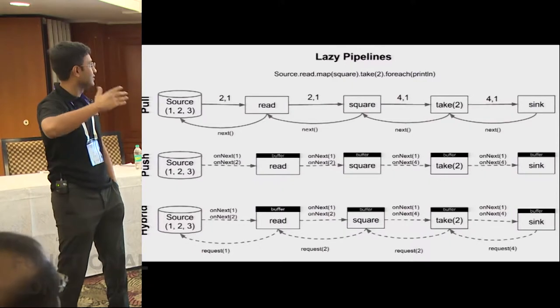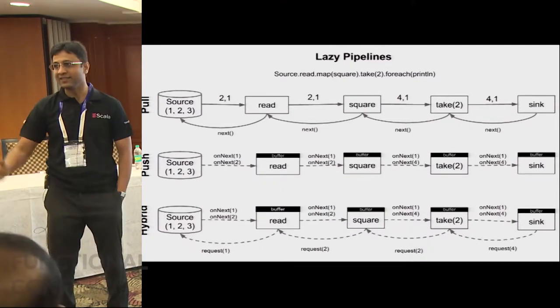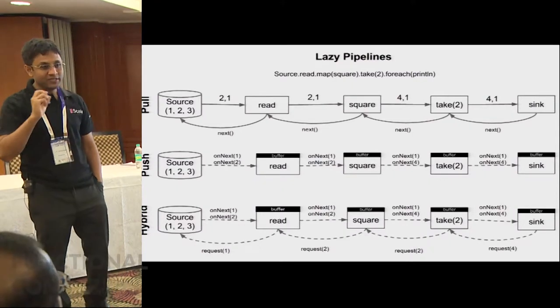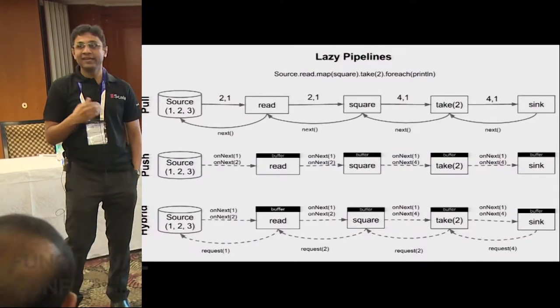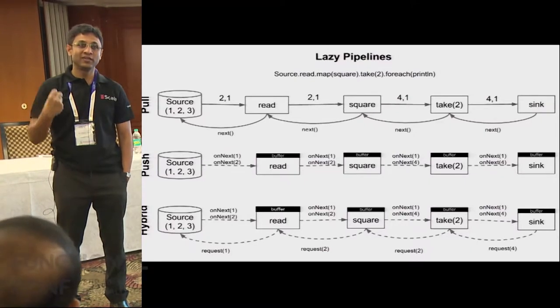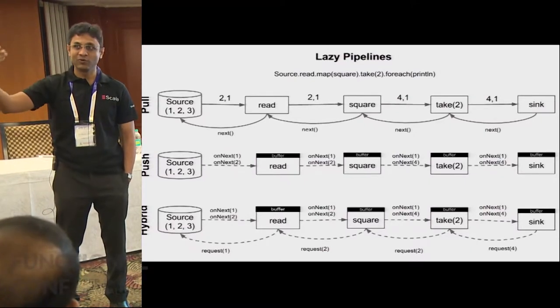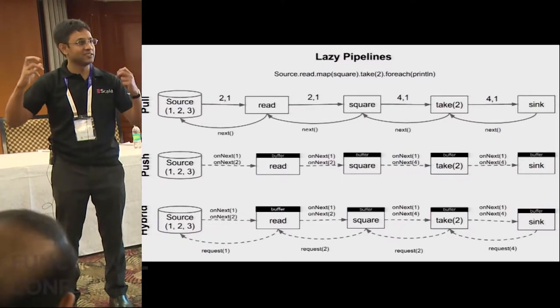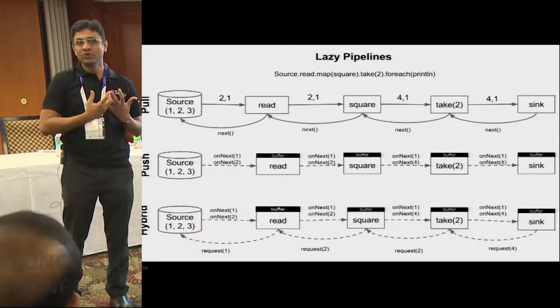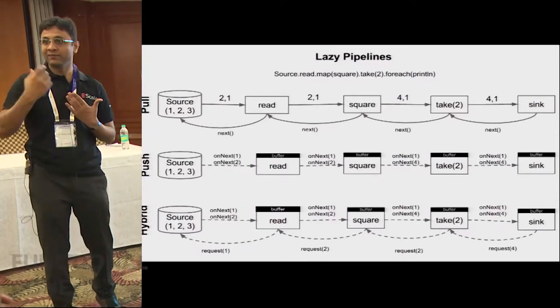You want to do read, square, take, and sink. I'll talk about sink. Now, the difference between the earlier version and this version is that I'm not doing in-memory processing. I'm not loading the whole data in memory and then processing the whole data into another memory collection. I'm doing it in a pipelining fashion. That is the word, pipelining, that you stream one item at a time.